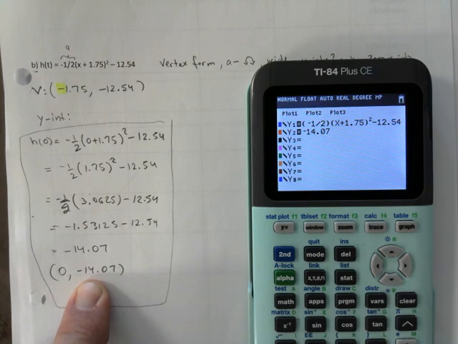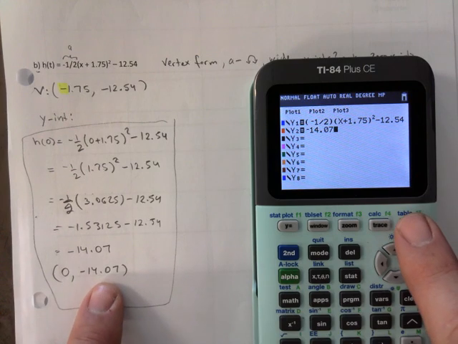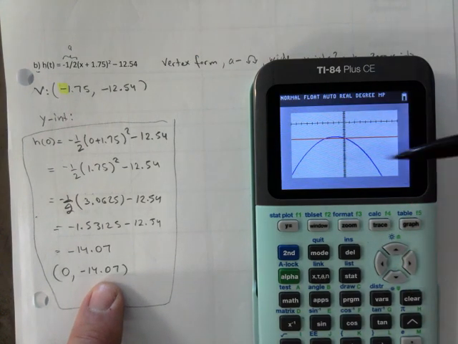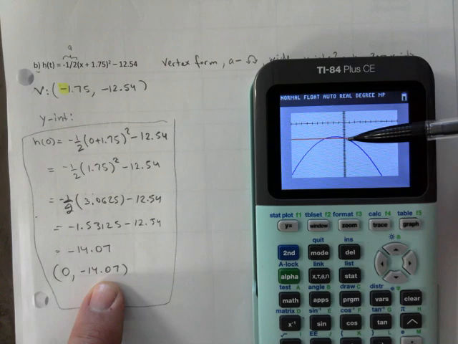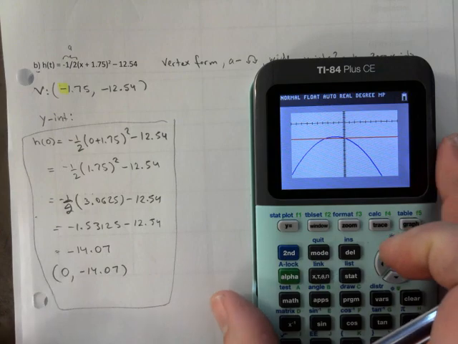And I will do more of this, so don't panic too much if you're wondering what is happening. But watch, you hit graph, and so you know the y-intercept here, and now you're just finding a point across from it to help you graph. So let's find that intersection.